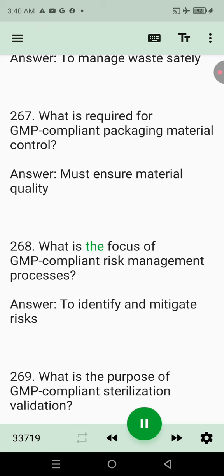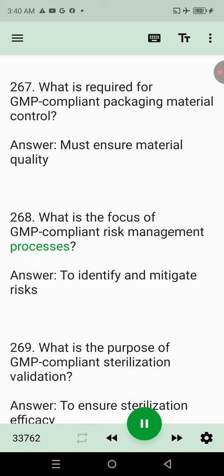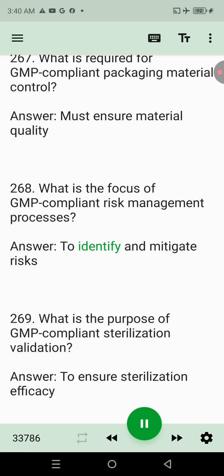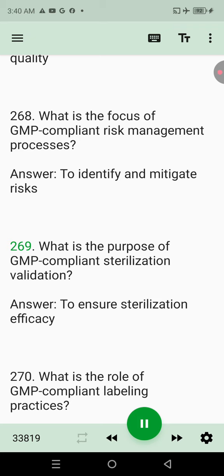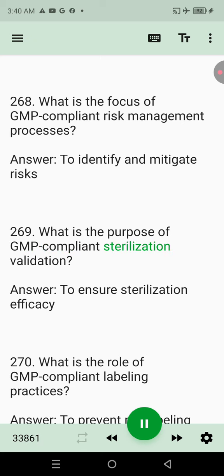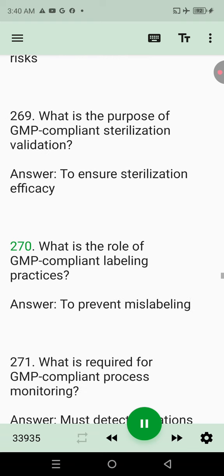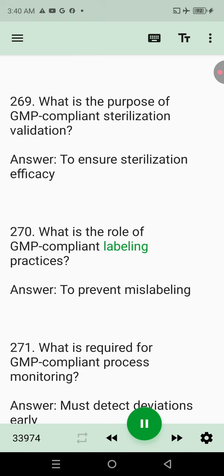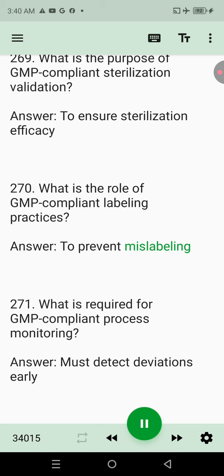268. What is the focus of GMP-compliant risk management processes? Answer: to identify and mitigate risks. 269. What is the purpose of GMP-compliant sterilization validation? Answer: to ensure sterilization efficacy. 270. What is the role of GMP-compliant labeling practices? Answer: to prevent mislabeling.